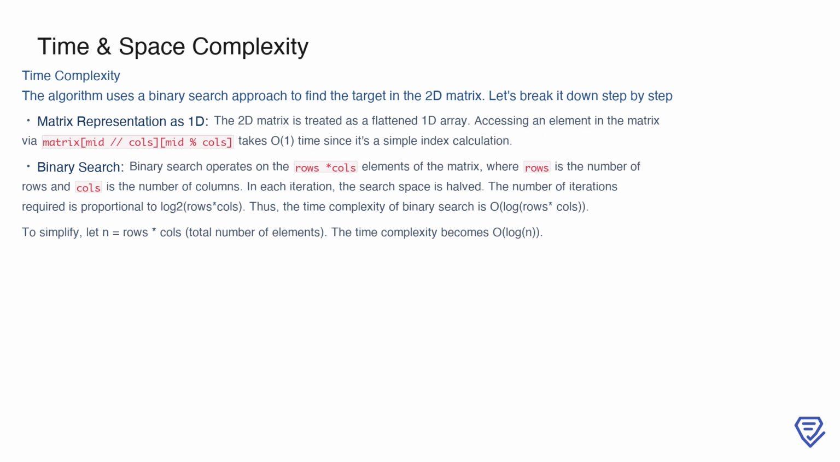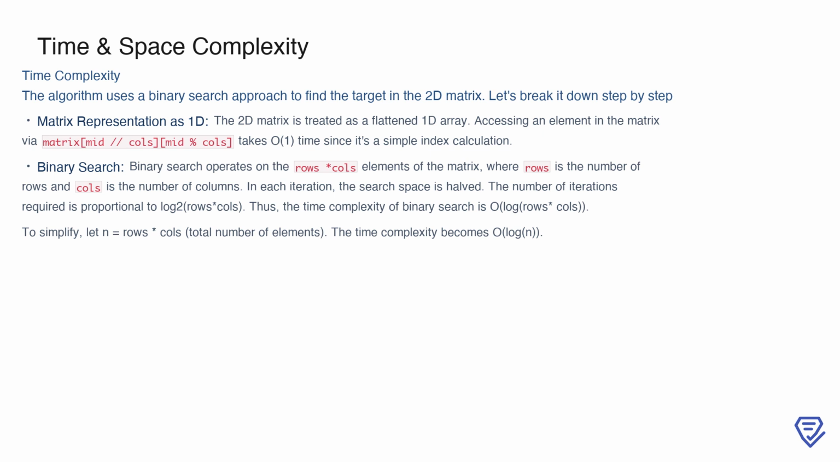Now, binary search operates on the total number of elements in the matrix, which is rows * cols. In each iteration of the binary search, the search space is halved, and this halving continues until the search space is reduced to one element. The number of iterations required for this process is proportional to the logarithm base 2 of the total number of elements. Therefore, the time complexity of the binary search is O(log(rows * cols)).